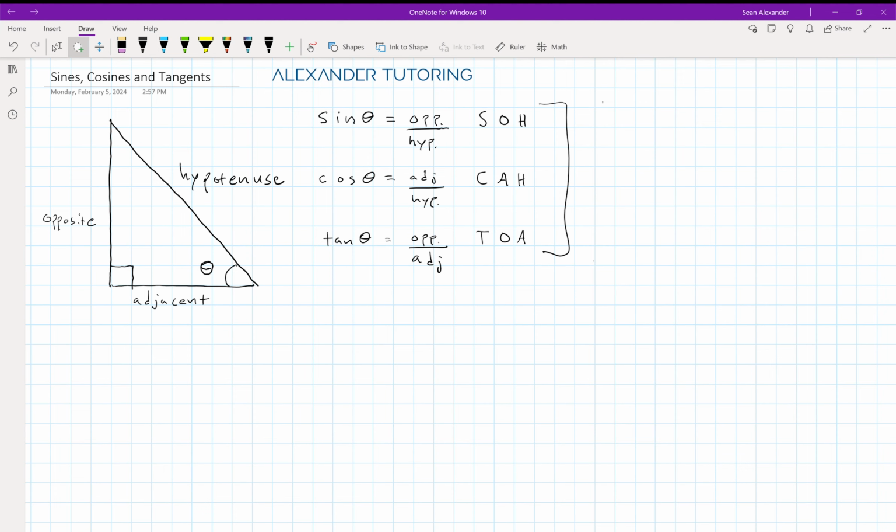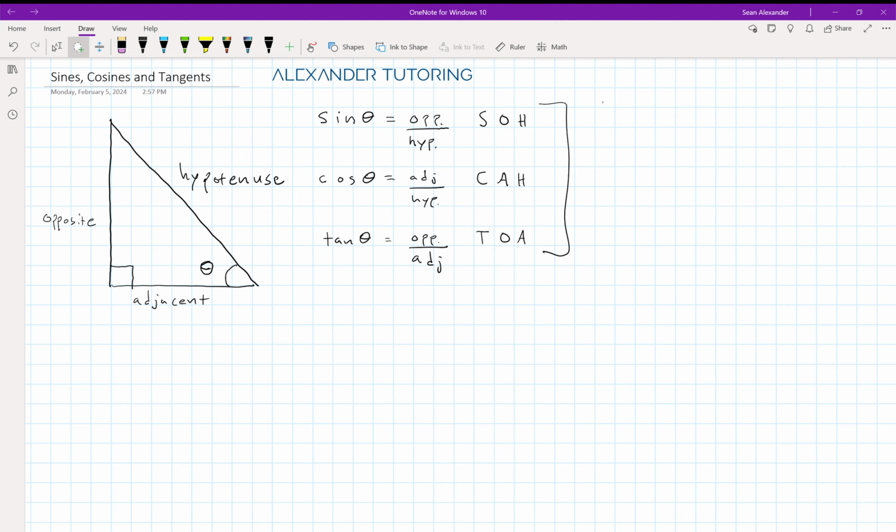So I broke it up for you here. You can see the first part, the SOH. That's to help you remember the sine of theta equals the opposite side of a right triangle divided by the hypotenuse. The CAH is to help you remember that the cosine of theta is equal to the adjacent side of the triangle divided by the hypotenuse. And finally, the last one, TOA, is the tangent of theta equals the opposite side over the adjacent side of a triangle, a right triangle specifically. This only applies to right triangles, or a triangle with one 90-degree angle.